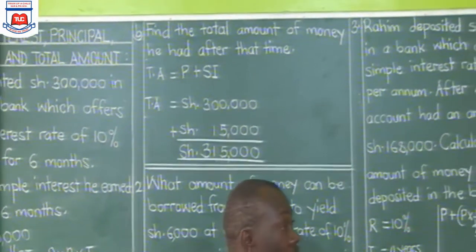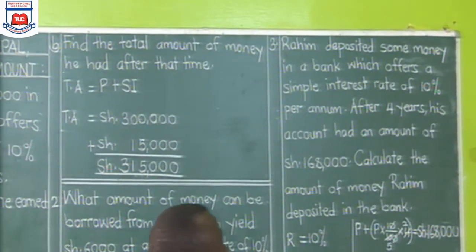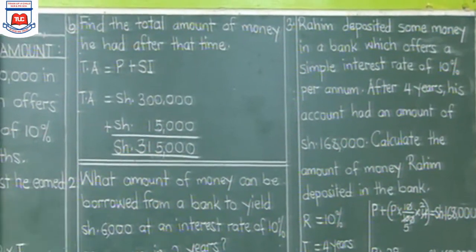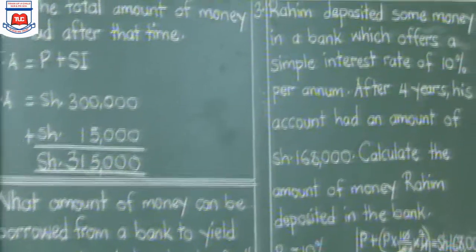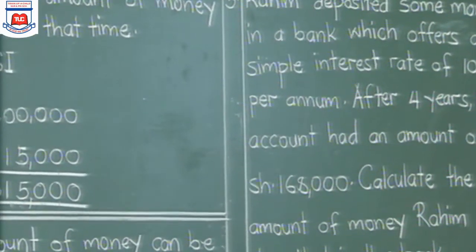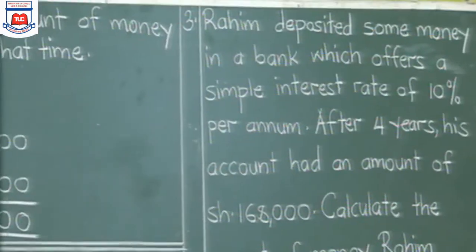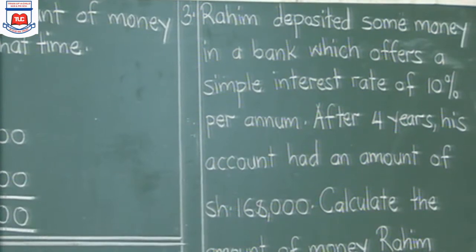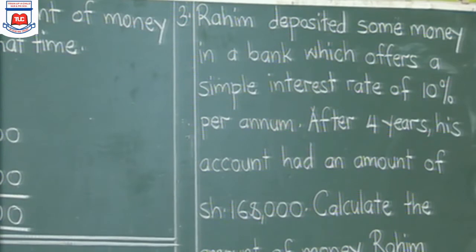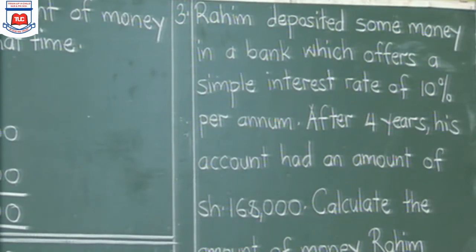We shall then look at example number 3. Example number 3 asks for the same, it asks for the principal. But this time, you are denied simple interest. You are actually given total amount, which is a combination of the principal and simple interest. So, how to get the principal given rate of interest, as well as the time and total amount.